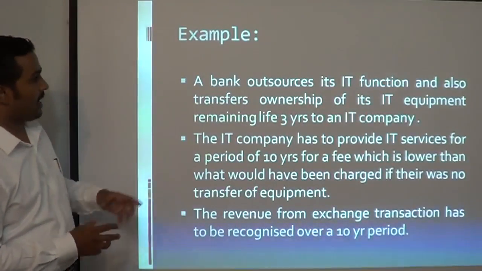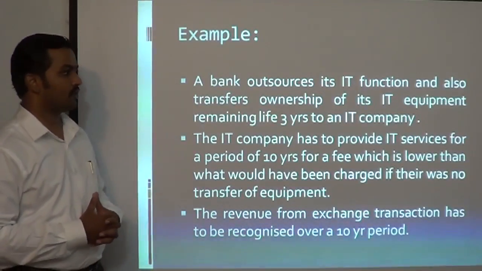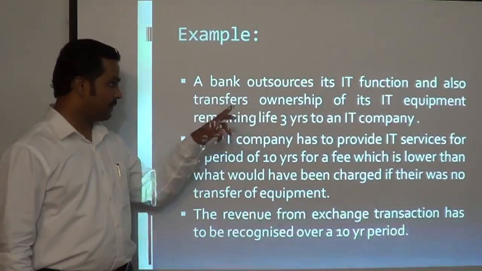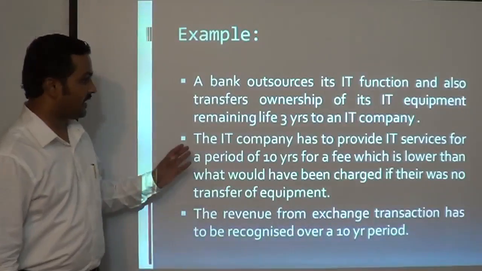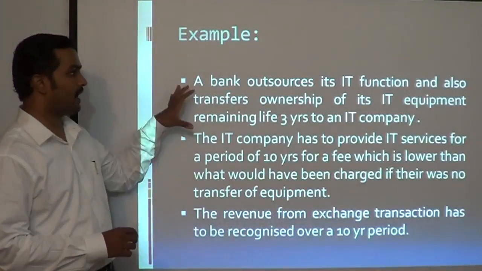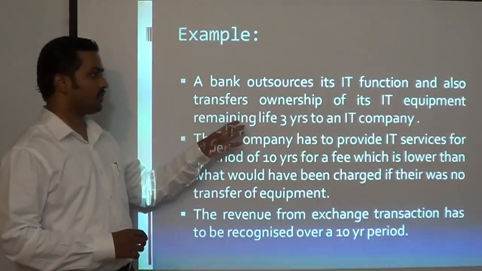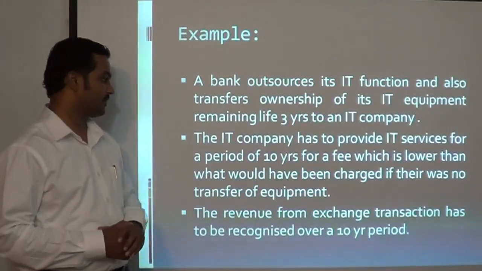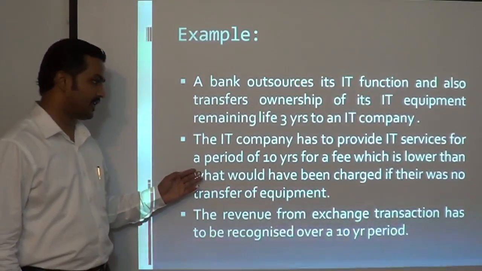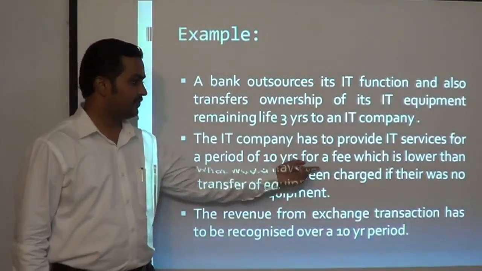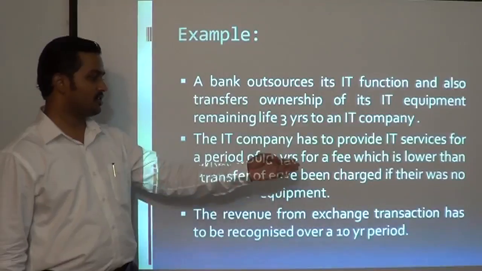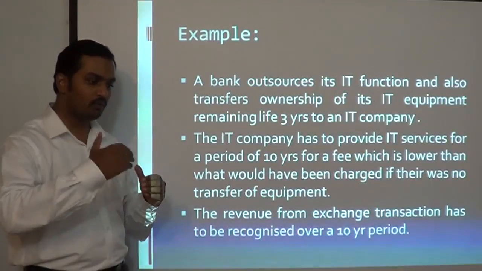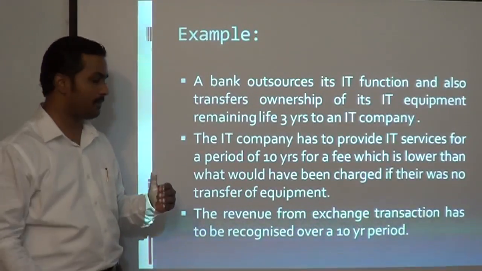Now, example: a bank outsources its IT function and also transfers ownership of its IT equipment. Remaining life of the equipment is 3 years, to an IT company. The IT company has to provide IT services for a period of 10 years, for a fee which is lower than what would have been charged if there was no transfer of equipment. That means the fees decided between the bank and the IT company is lower than what would have been the fees if the equipment was not handed over by the bank to the IT company.